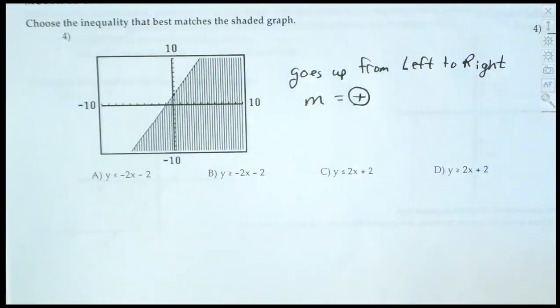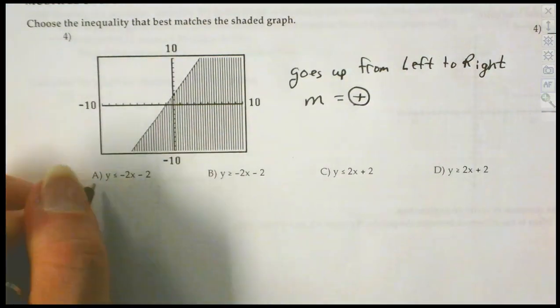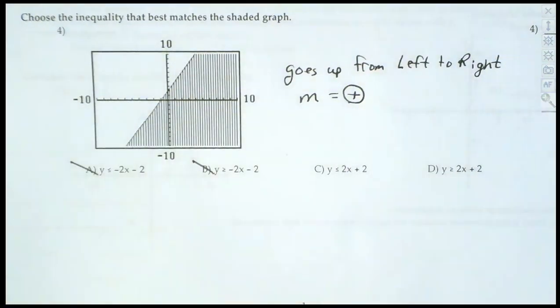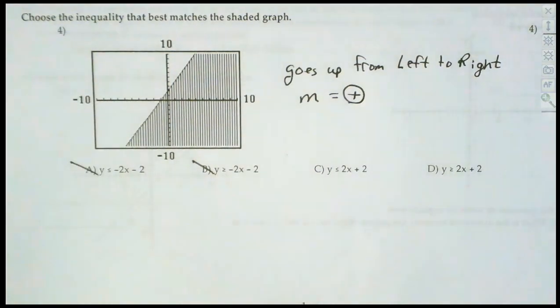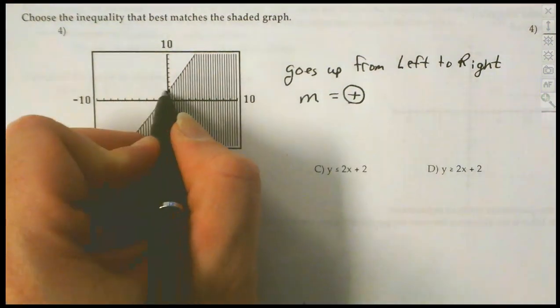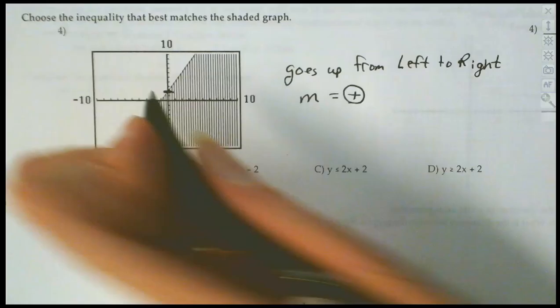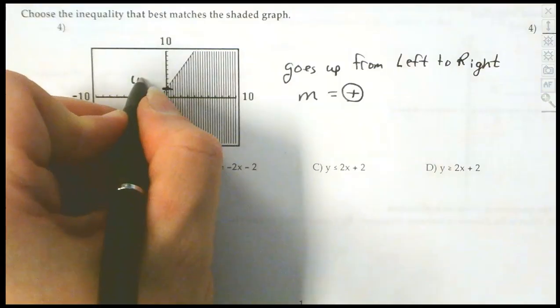Now, which ones can we eliminate? If your slope has to be positive, then we can eliminate A and B, right? Okay. Why can we eliminate A and B? Right, because these both have negative slopes. So look at the slope first. You can eliminate. Now, what about the y-intercept? Well, the y-intercept is where it crosses the y-axis. So that's going to be at about 0, 2.